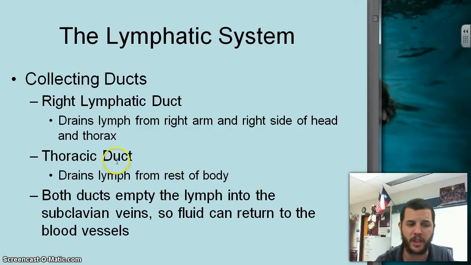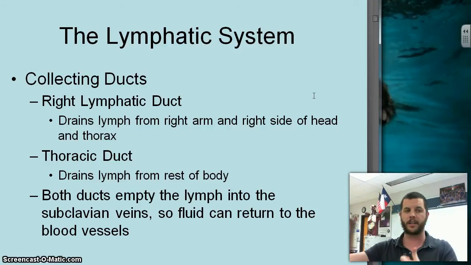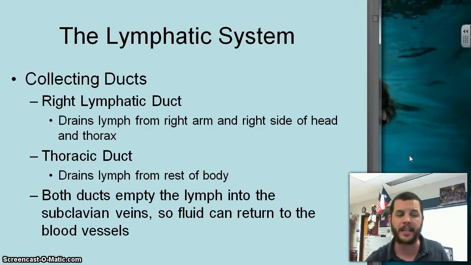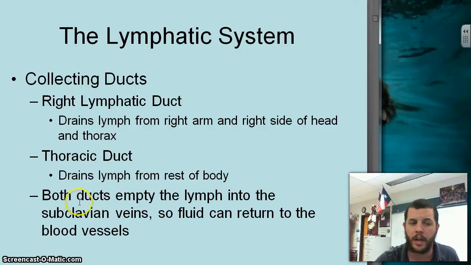Where are the collecting ducts? You've got two main collecting ducts. The right lymphatic duct is going to drain lymph from the right arm and the right side of your head and thoracic area. Okay, so this part of your body here is all going to dump into the right lymphatic duct. The whole rest of the body drains into the thoracic duct. Okay, both of these ducts are going to empty the lymph back into the subclavian veins so that that blood can be returned to the blood vessels.